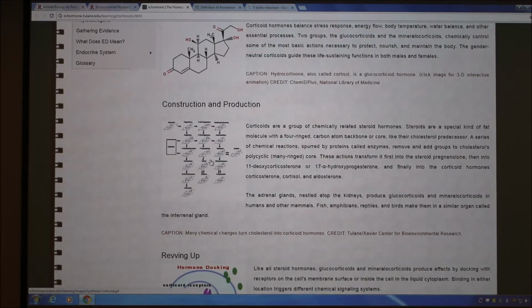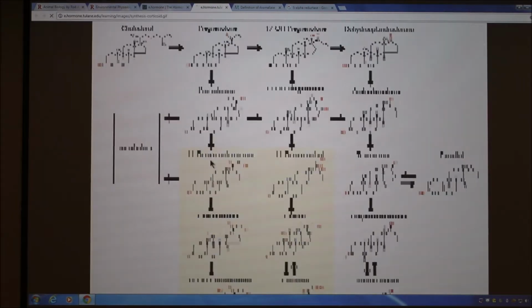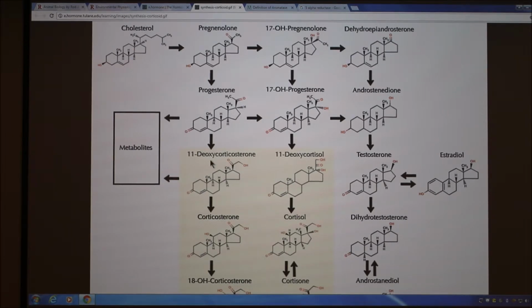I think this is another clickable thing, but it's the same darn diagram. It has to be. See, that's a chart of what's called steroidogenesis. That can never be different. It's always got to be that way. Testosterone can be made to estrogen. Testosterone can be made to DHT, dihydrotestosterone. So that can never change.